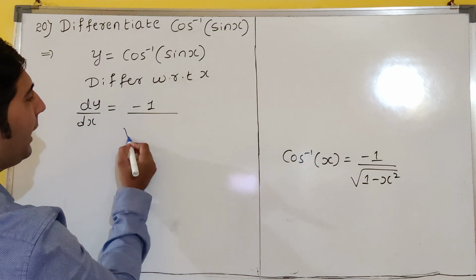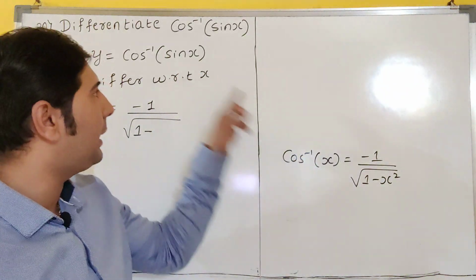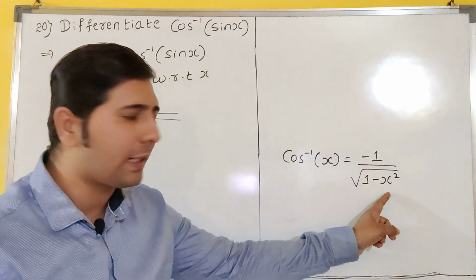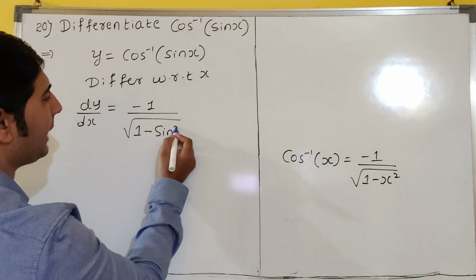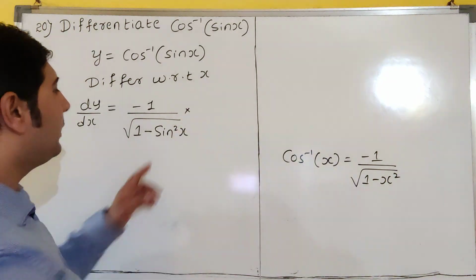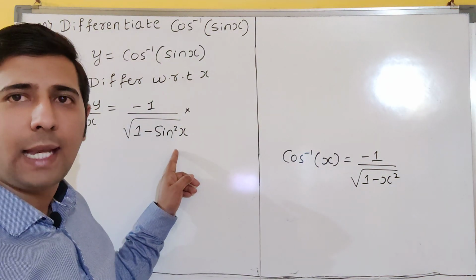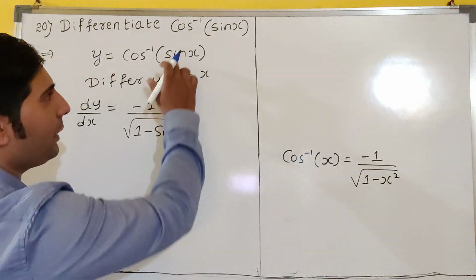So now see, cos inverse x derivative is what? -1 upon square root 1 minus x square. In the place of x, what is it? Sin x. So you can replace x by sin x. So sin square x I can write. Now dear students, you observe very carefully. This is not x. Sin x is not x, so sin x is not x means you have to take the derivative of sin x.